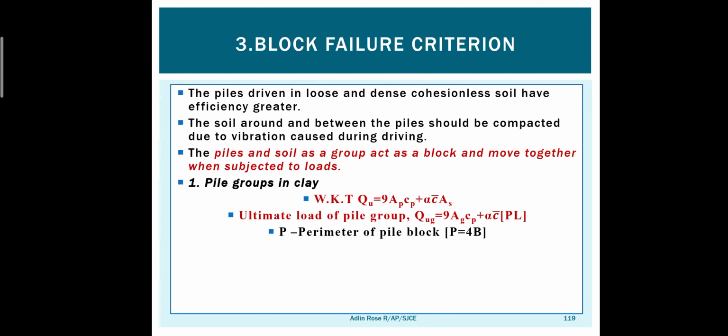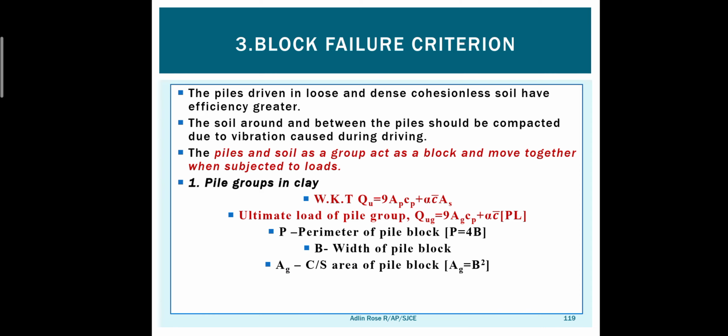Why P? Capital P is the perimeter of the pile block. As I said, if it is a square block, what is the perimeter of the square? 4 into B. So perimeter P is equal to 4B. Mostly the blocks will be square; no circular blocks will be observed. So mostly the perimeter formula is 4B for a pile group. Now B is the width of the pile block. Note down these formulas. We will solve the problem, and at that time you will understand it thoroughly.